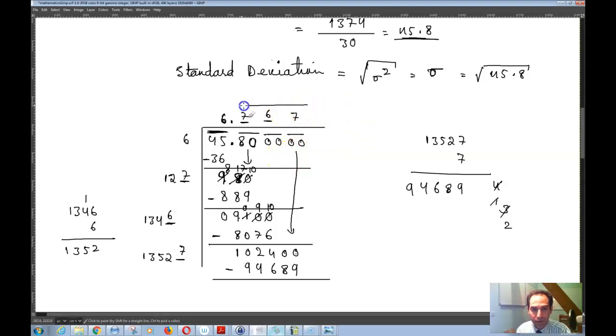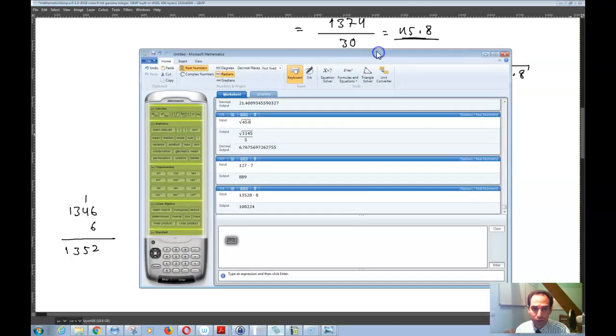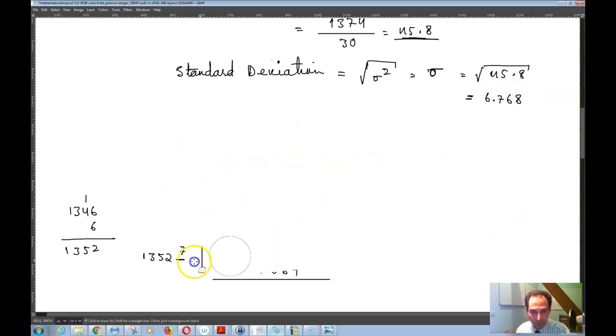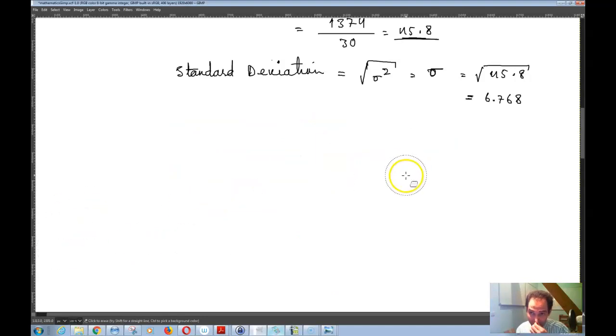6.767. And if you take a look at the calculator, it gave me exactly the same number, 6.7675697262755. And of course the number has been rounded to so many decimal places, otherwise the number is not a perfect square. It would keep just going and going. So the number over here is, I rounded to 6.768. And that's how you find the square root of any number without using a calculator.